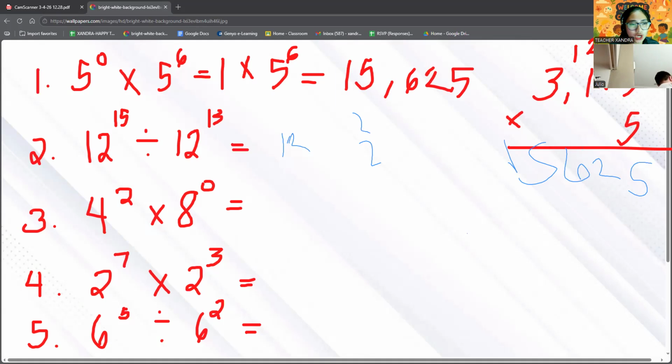Okay, next one. This is number 2. So this is division with the same base. So you have 2 minus... So 15 minus 13, that's what? 12 raised to 2. So what is 12 times 12? Julio?